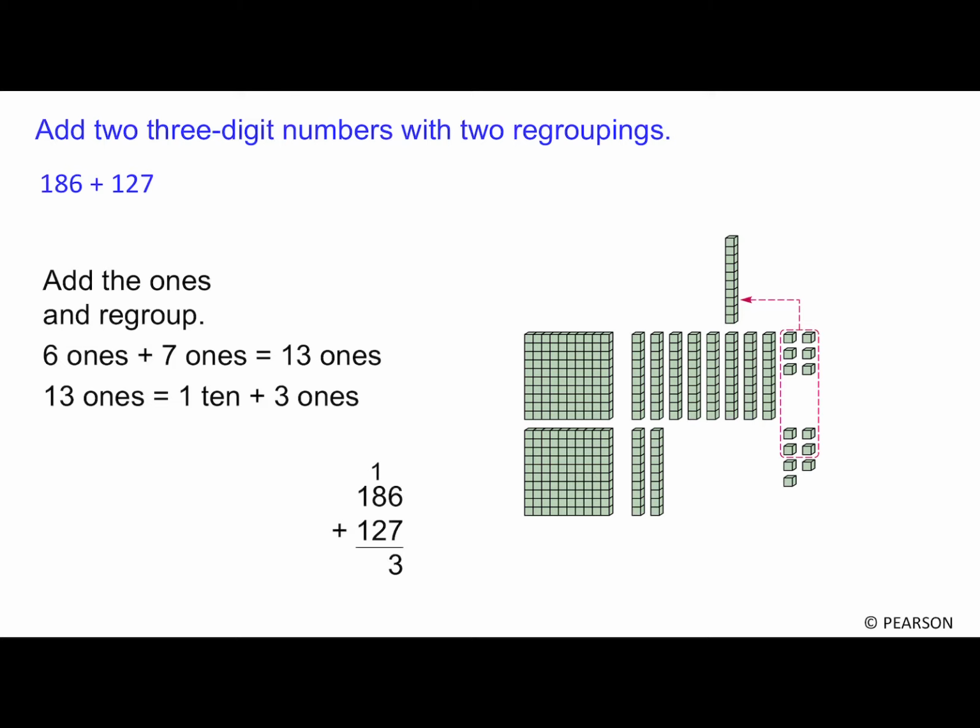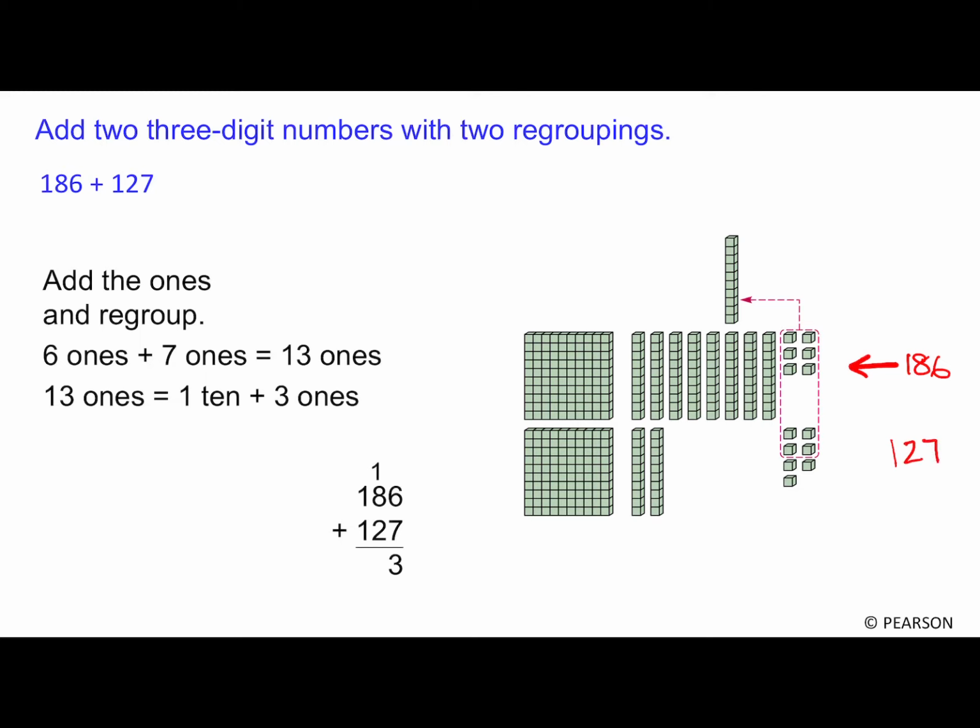All right, what if we've got 3-digit numbers and we've got multiple regroupings going? So I want to look at 186 plus 127, and we're going to use the blocks to help us do that. So the first thing I want to do is represent 186 and 127 using the blocks. So 186 is telling me 1 flat, 8 longs, and 6 ones. So that's what I've got up here on top. And then 127 is 1 flat, 2 longs, and 7 ones, and that's what I've got on the bottom.